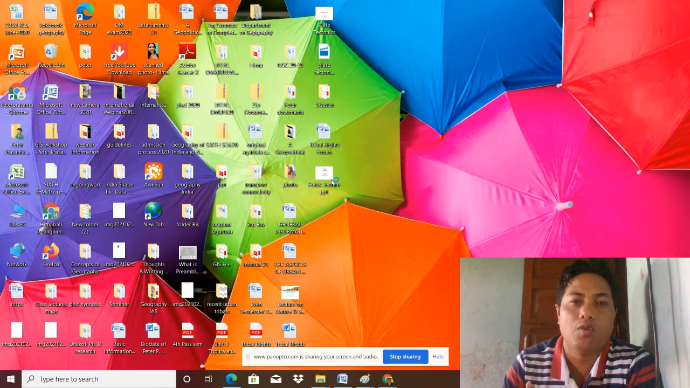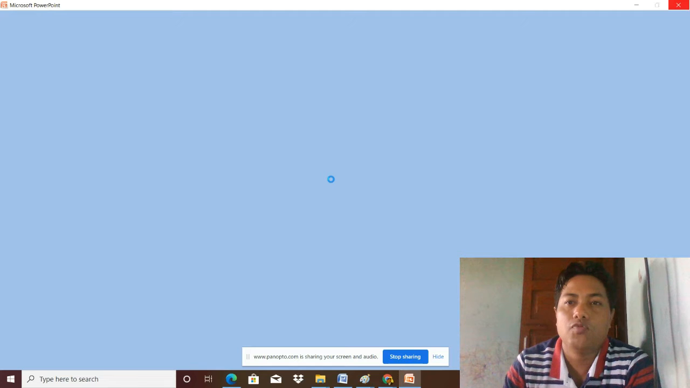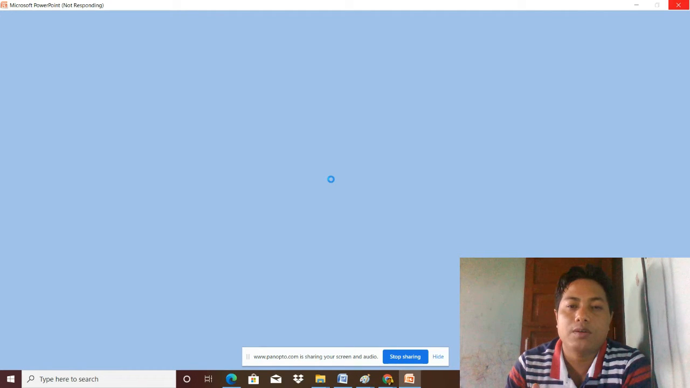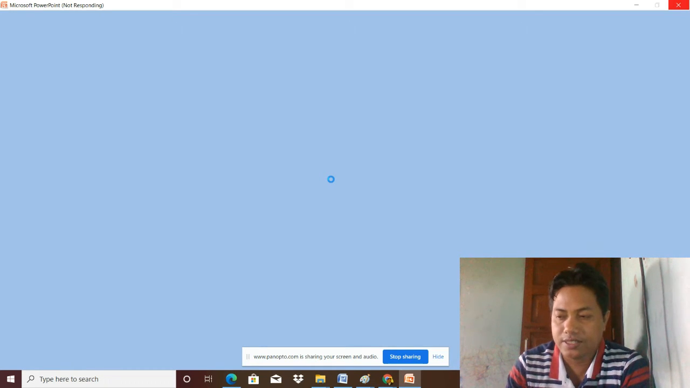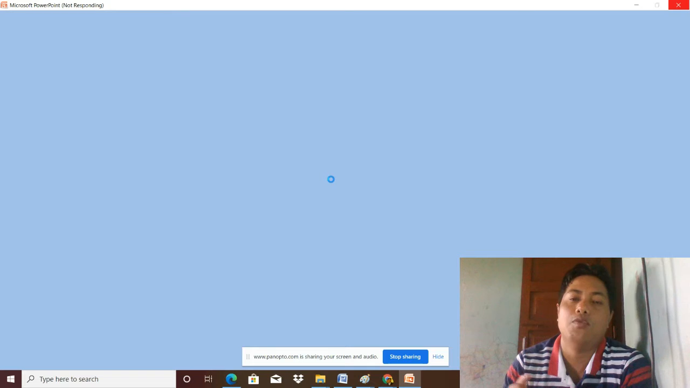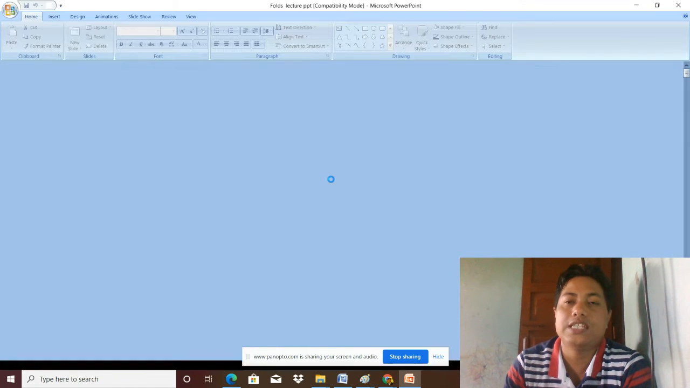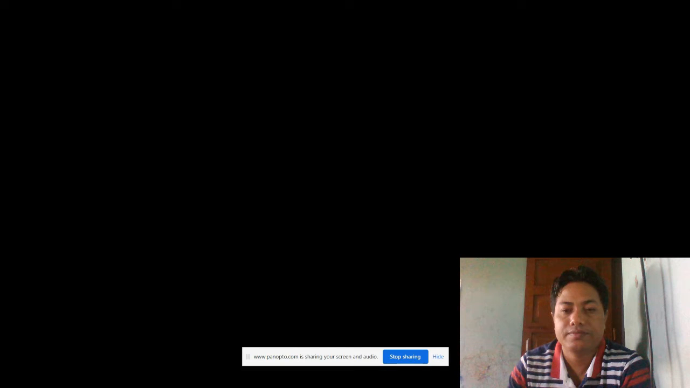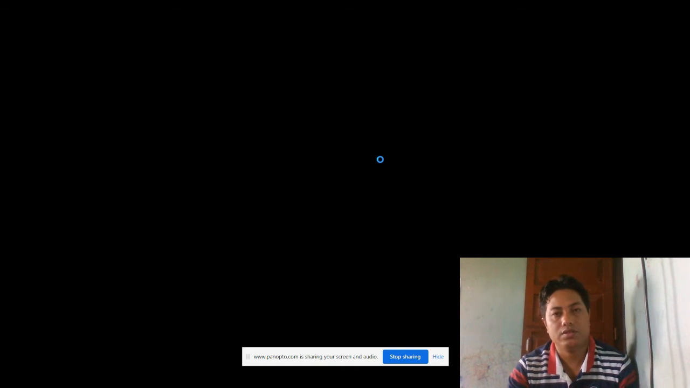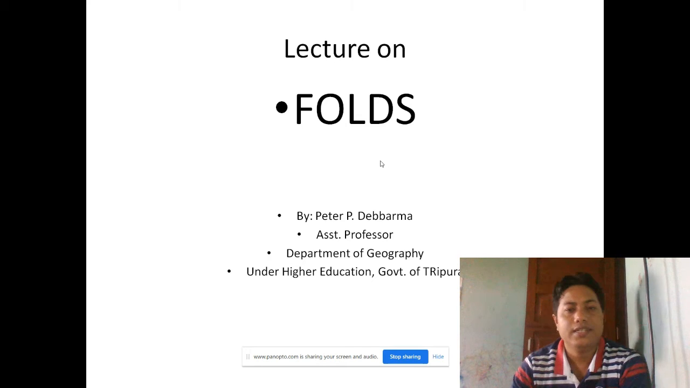Different types of folds. What is a fold? A fold is actually the bending of the upper crust, whether it is on the top or it is down. So it is a curvature type.